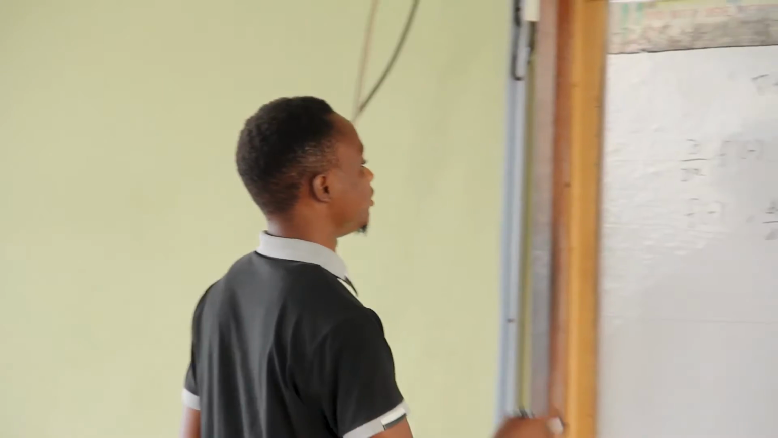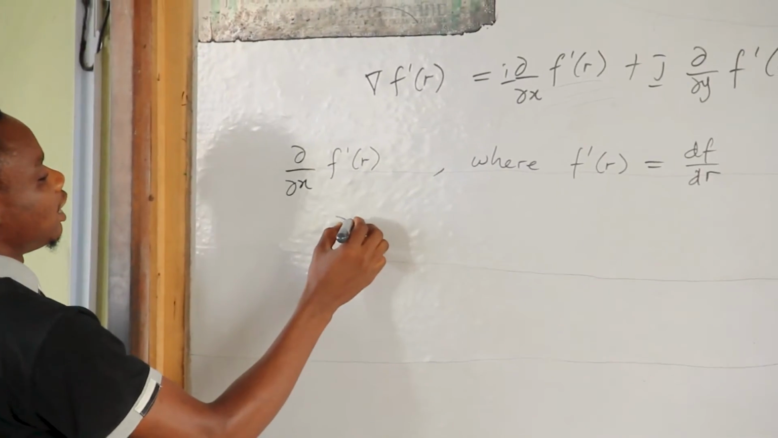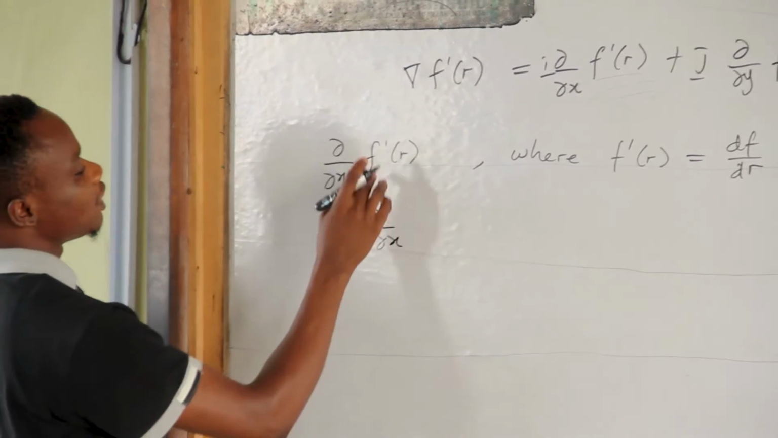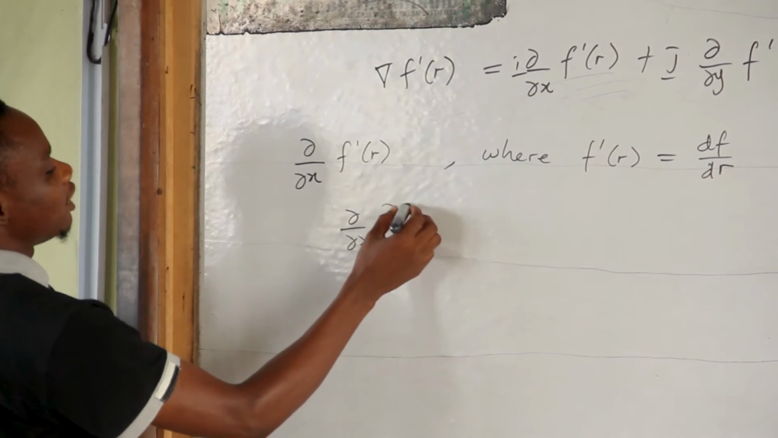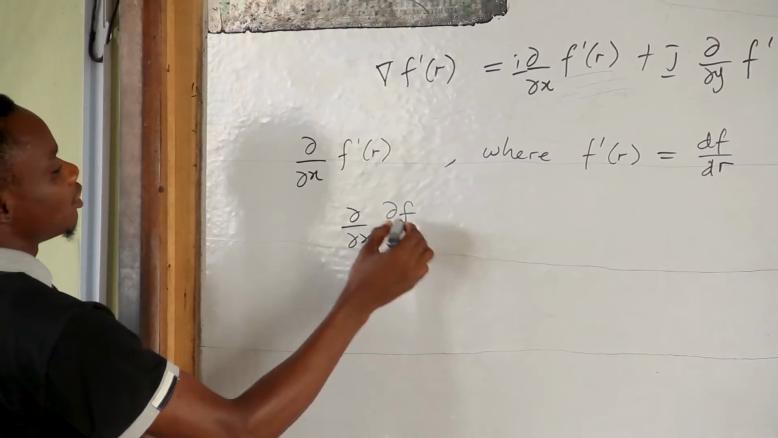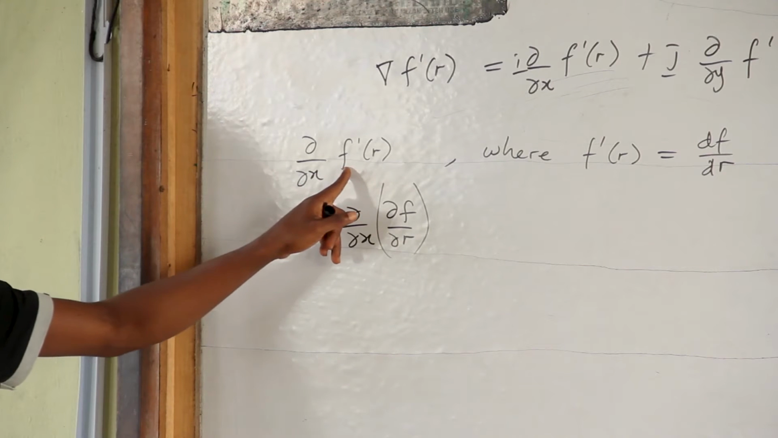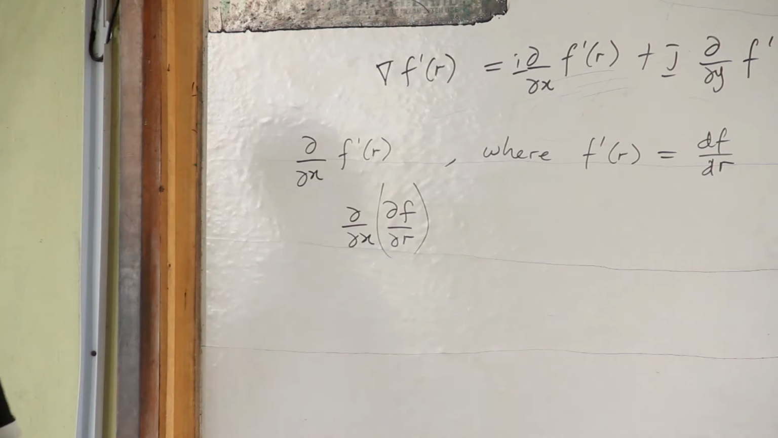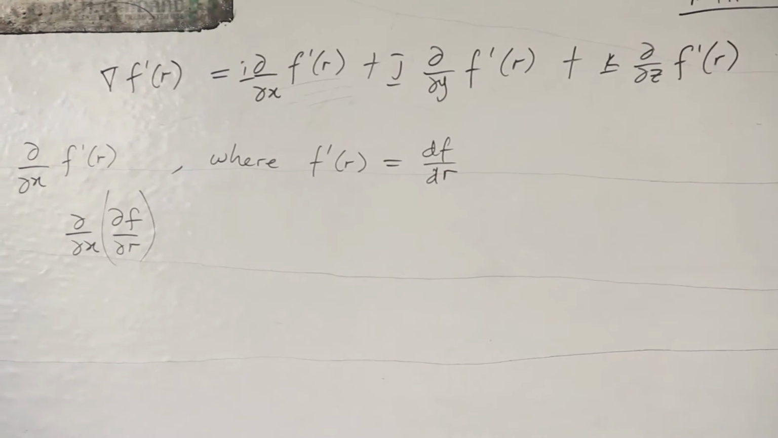If I want to get the derivative of this, it means that I'm interested in getting del del x, please pay attention, of this expression, which I can write as del f del r. That means this is what I have. I've differentiated this function f. I don't know how the function is defined, but that's not important here. So I want to differentiate with respect to x.